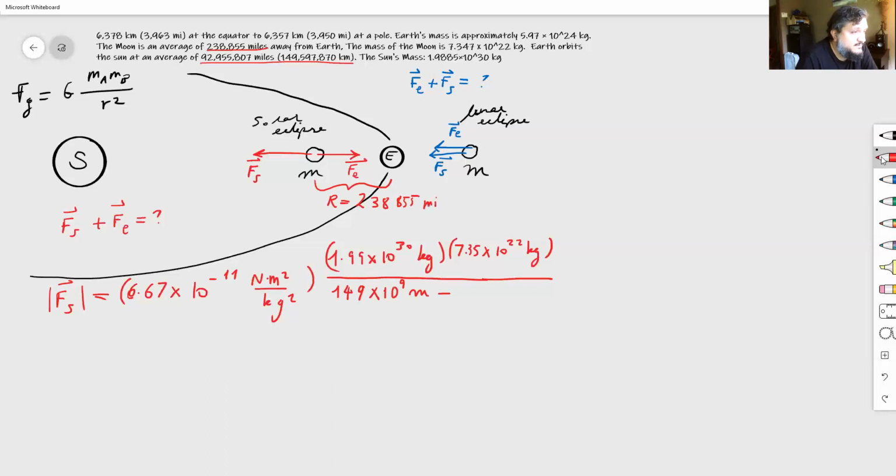That is 238,855 miles, and 1 mile is 1609 meters. So 1609 times 238,855. That is 384 times 10 to the 6.